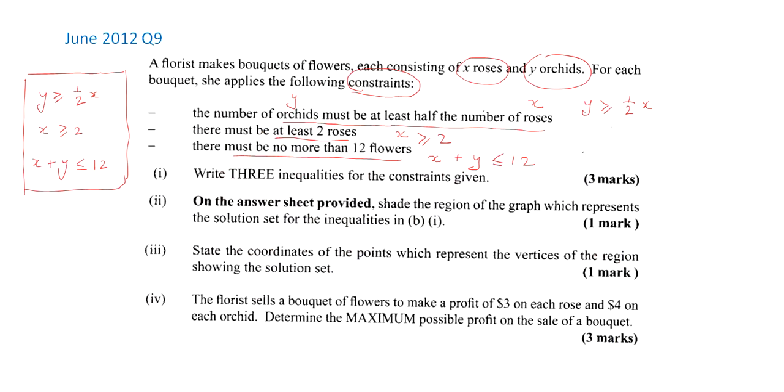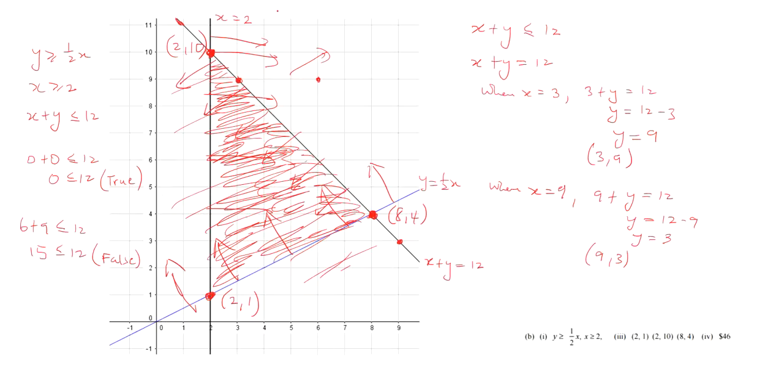Alright? So the second part of the question said to shade the region of the graph which represents the solution set to all the inequalities. Use a different color here. So that is this region here. Make sure you catch that. That is this green one that I'm shading here. This is our solution set for all 3 inequalities.